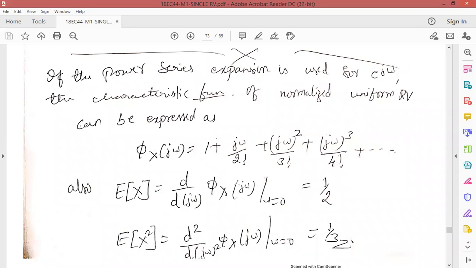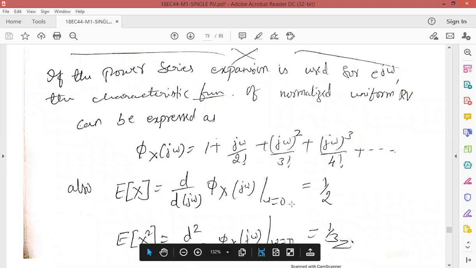In the d by d(j omega) that we have written, n is equal to 1. So when you differentiate the whole characteristic function a single time, you can see that the differentiation of 1 is 0, and the differentiation of j omega by 2 factorial gives 1 by 2 factorial, plus 2j omega by 3 factorial plus 3j omega whole square by 4 factorial and so on. Like that you will be getting the equation. Now if you substitute omega equal to 0 in the first differential answer.